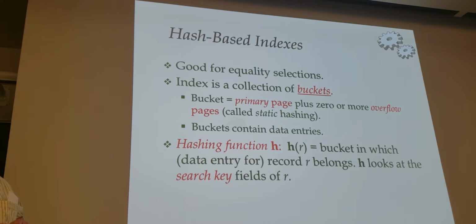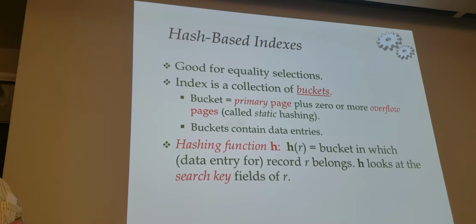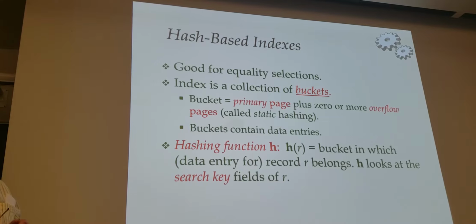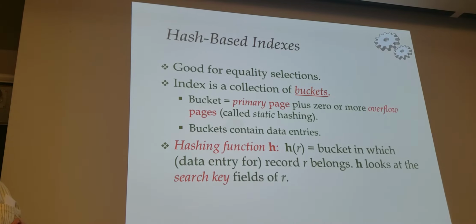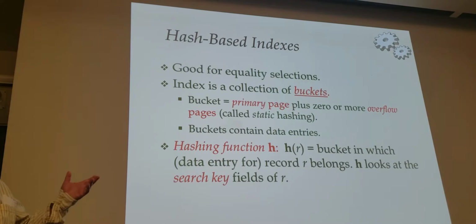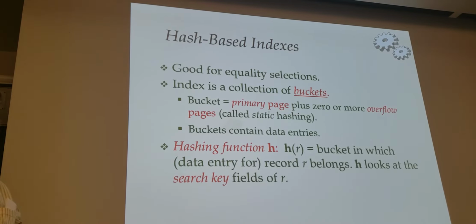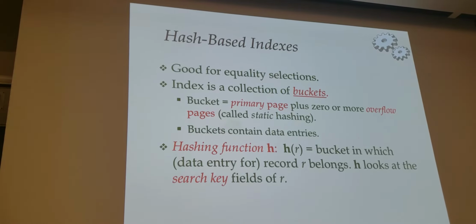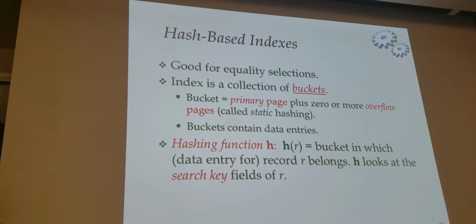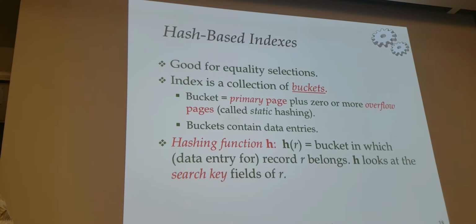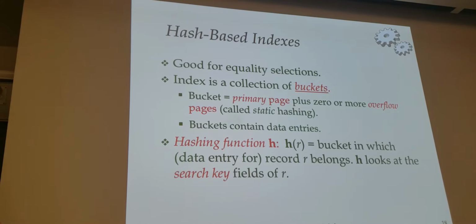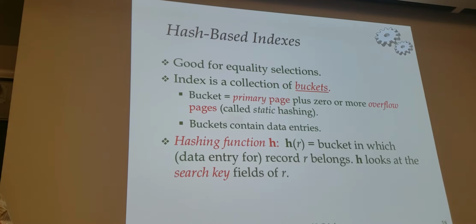Everything is nice if everything fits in the primary page. If you have a good hash function, maybe it'll work a lot of the time, but not all the time, because there could be a value that has a lot of records that correspond to it. A lot of people go to UCSC or are located in the state of California. So you may have to have overflow pages that correspond to a particular hash value. Now, we're going to be looking at dynamic hashing later, but now we're just looking at static hashing. So the buckets contain the data entries.